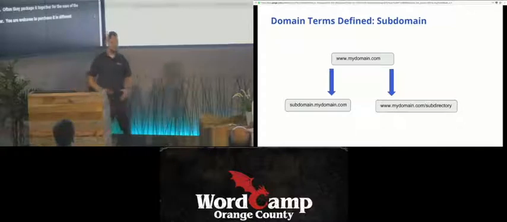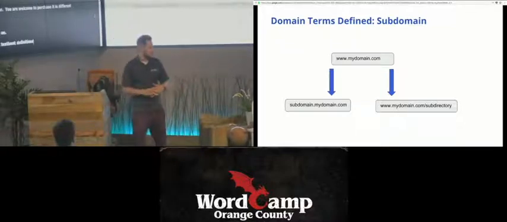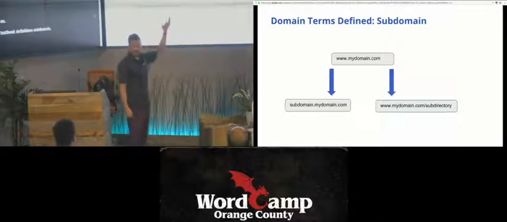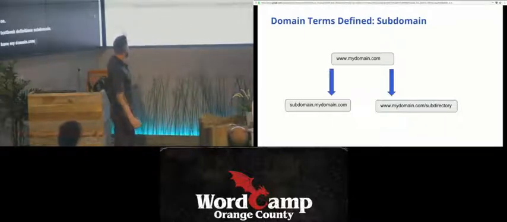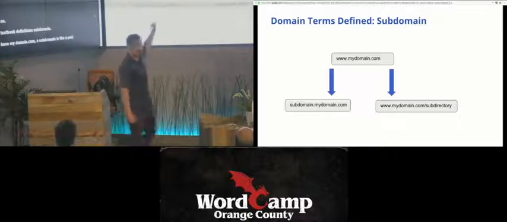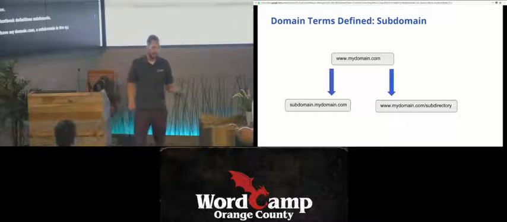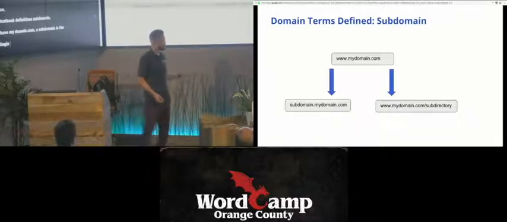Moving on, just some textbook definitions. A subdomain: if you have mydomain.com, a subdomain is the appendage before the mydomain.com. So you can do something like blog.google.com, and that would be a subdomain.